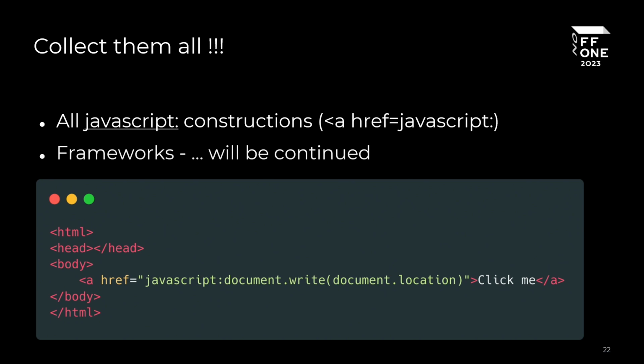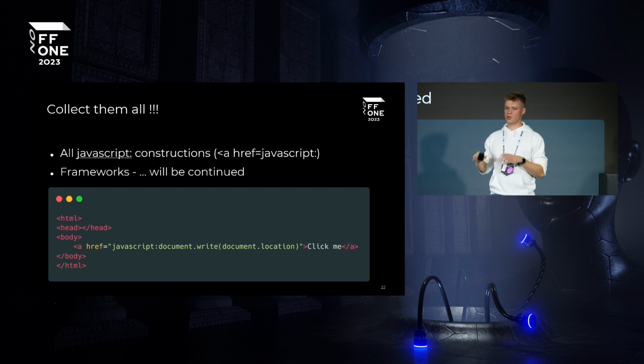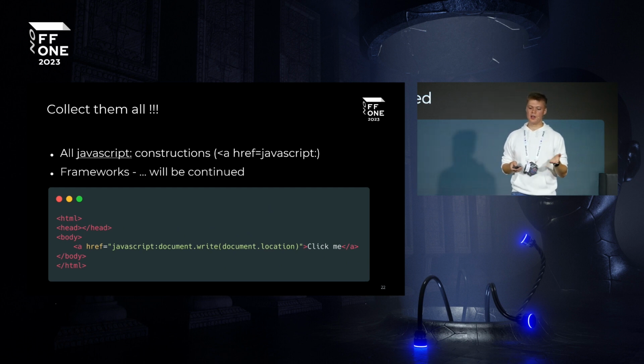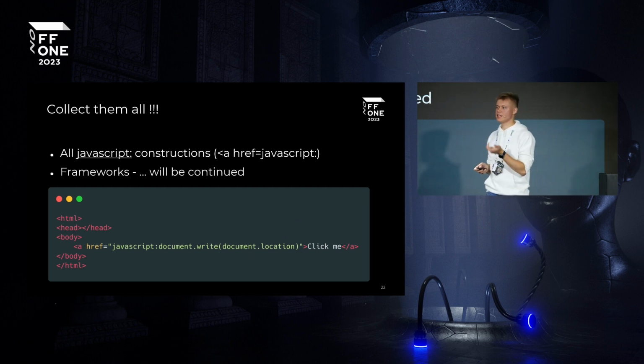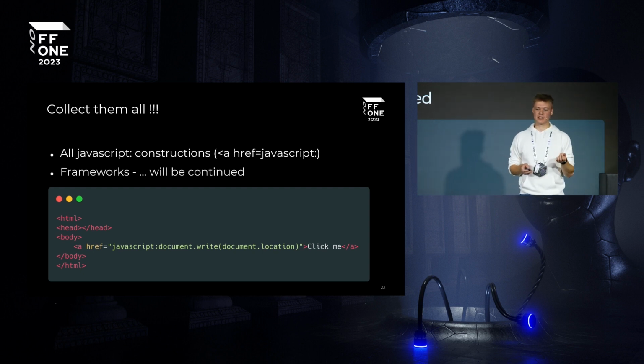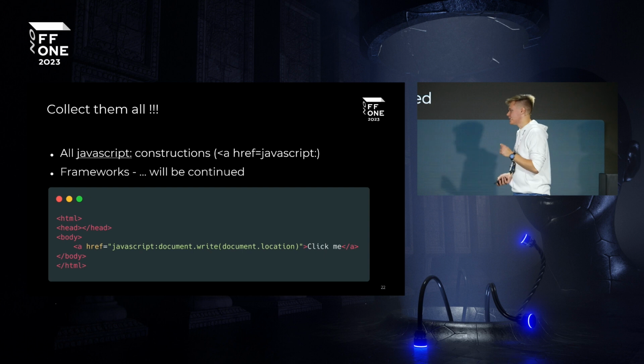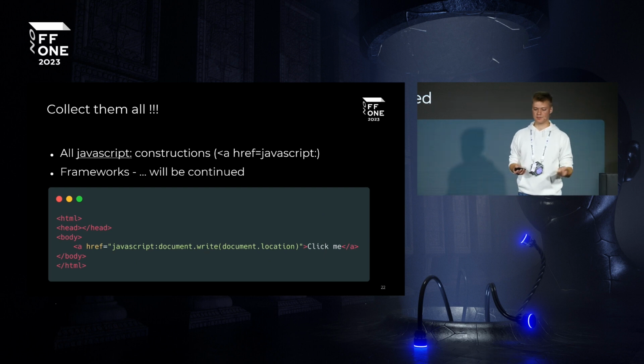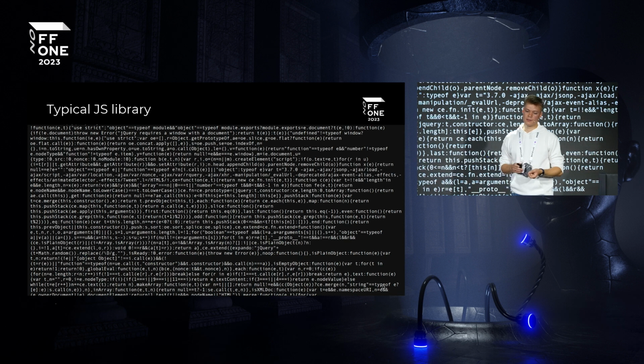And I also collect the javascript: constructions. It's a rare case, but sometimes you do find href equals javascript:. You still find it in practice, so it's best if you collected this data. Modern web pages are often written using frameworks. They have their own syntaxes. Unfortunately, I didn't have time to look into frameworks, but it's another opportunity for further development of this solution.